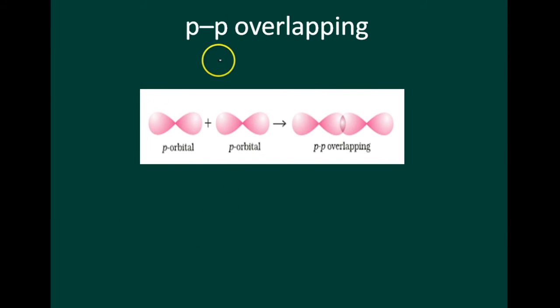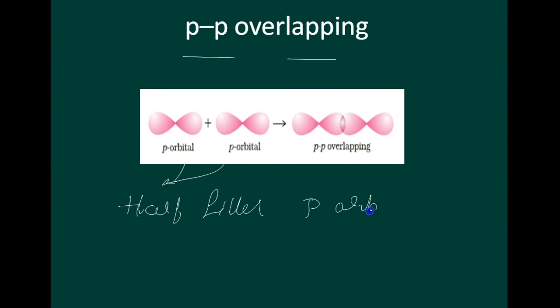Next, there is pp overlapping. This type of overlap takes place between half-filled p orbitals of the two approaching atoms. These are half-filled p orbitals. So this is the pp overlapping.